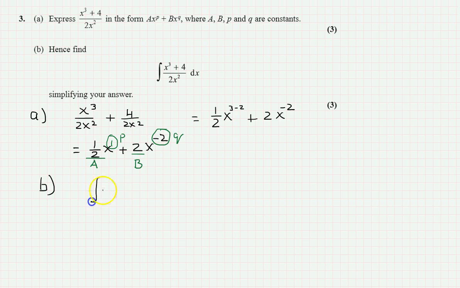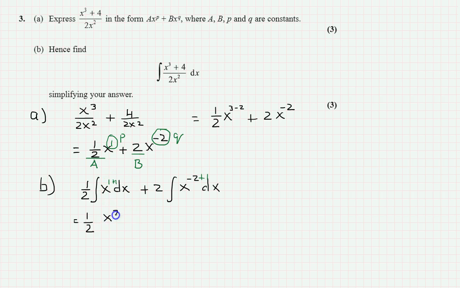Hence find. So it becomes half x dx, hence means we have to start from there, x dx plus 2 x to the power minus 2 dx. So this will be half. Integration is this plus this and this plus 1. So in integration we increase the power.